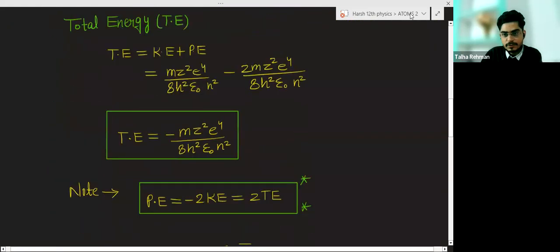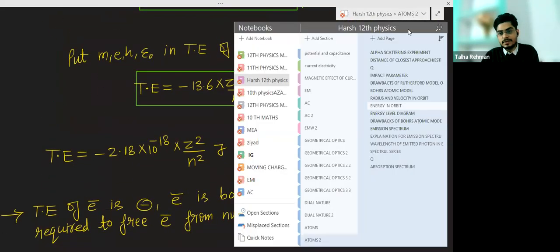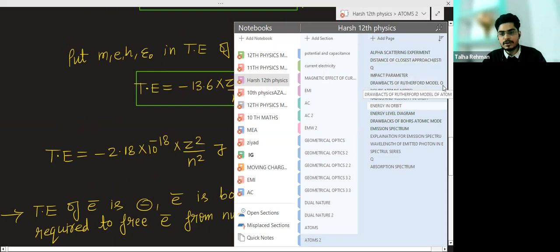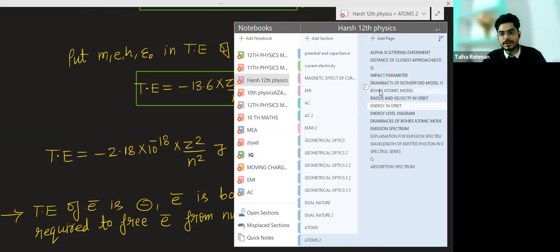What we discussed, we will discuss first. First, I have discussed this alpha scattering experiment, and after that we have discussed the distance of the closest approach. And after that we have discussed the impact parameter. After that we have discussed the drawbacks of Rutherford model, and after that the Bohr's model of atom.